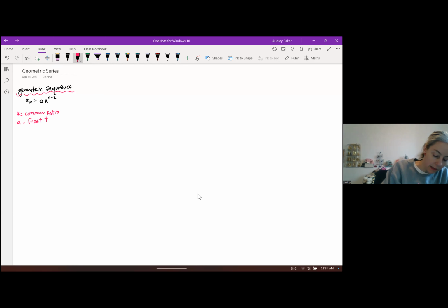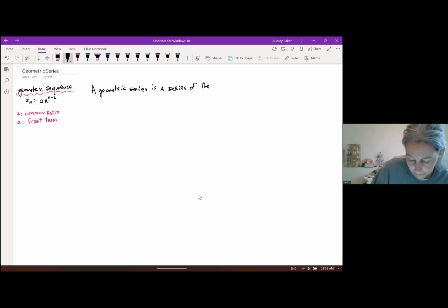So remember, this is the common ratio because the property of a geometric sequence is that the ratio of any two terms is always the same. In other words, to get from one term to the next, we're always multiplying by the same number. So a geometric series is just a series that's based on a geometric sequence. So a geometric series is a series of the form sum from n equals 1 to infinity of a r to the n minus 1.